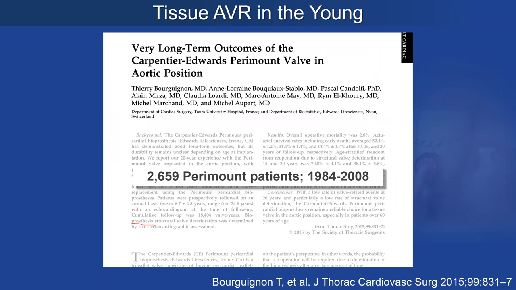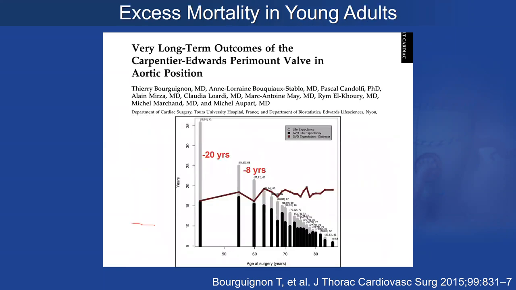This is another study that is often cited in literature by one of our former fellows in Montreal, Thierry Bourguignon, who looked at over 2,500 patients undergoing tissue AVR in France. And what he did is he stratified the patients according to their age. As you can see here on the x-axis, in black is the observed survival of these patients after tissue AVR, and in gray is the expected survival in the age and sex matched French population.